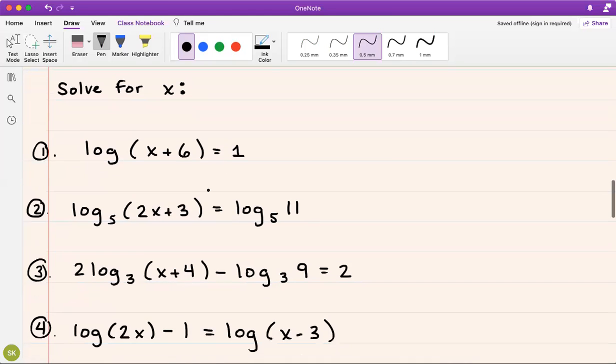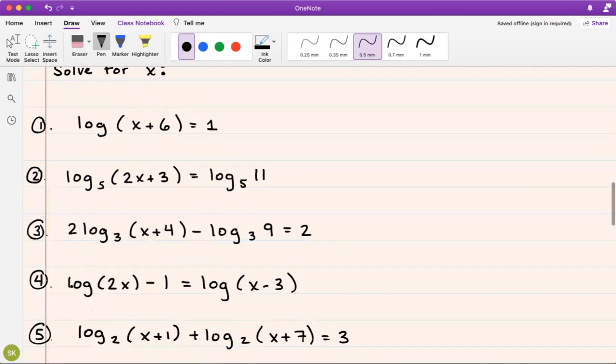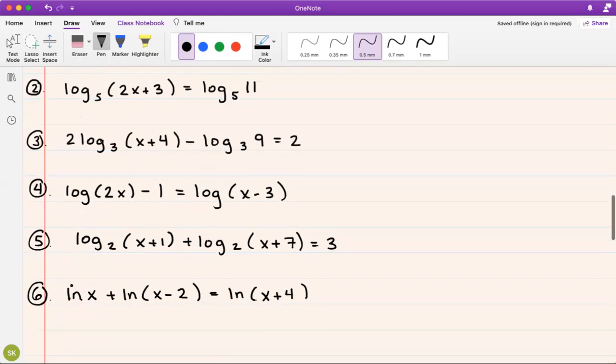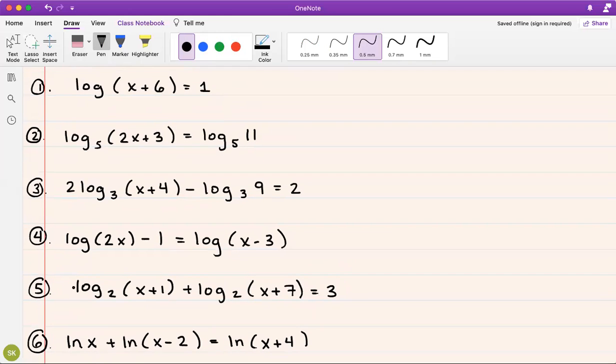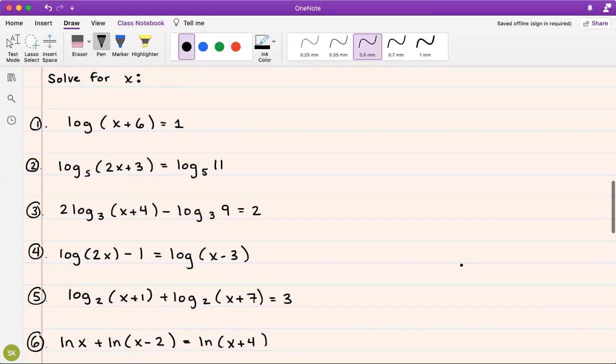So for our first set, maybe I can zoom out a little bit so we can see them all at once. So here are the first 6 problems. We want to solve for x. So take a minute, pause the video, write all of these problems down, and put some space in between each. Then I'll show you the next set.